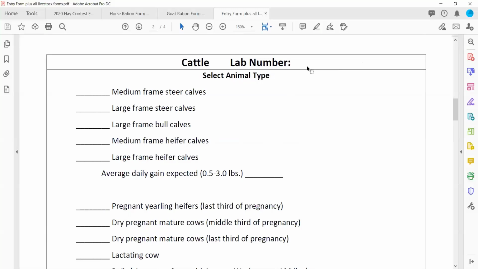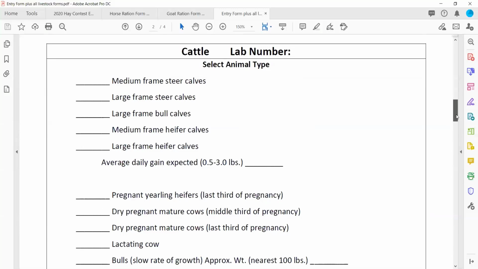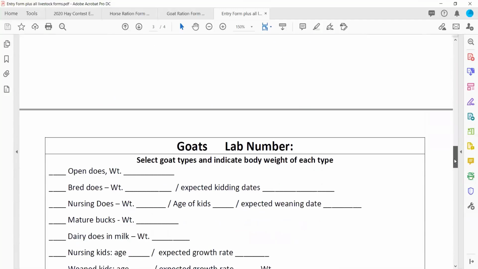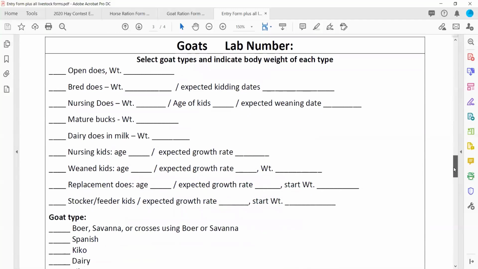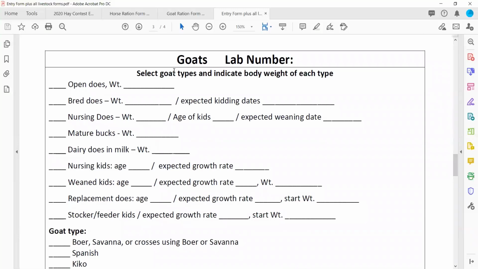So it's very critical that the lab number be on every single piece of information, or piece of paper or electronic file that we generate for that sample. All right, let's go down and look at the goat information, or the entry for goats.